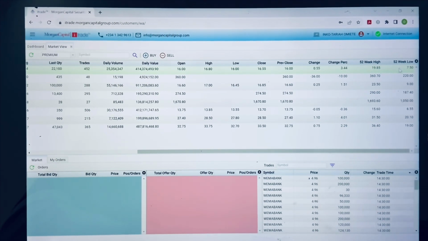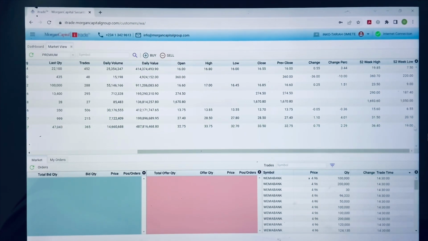So this is how you try to know the lowest a stock has dropped and the highest it has gone. All of this also helps you to make your decisions in terms of placing a trade or a bid for a particular stock, especially if you are looking towards long-term investing.